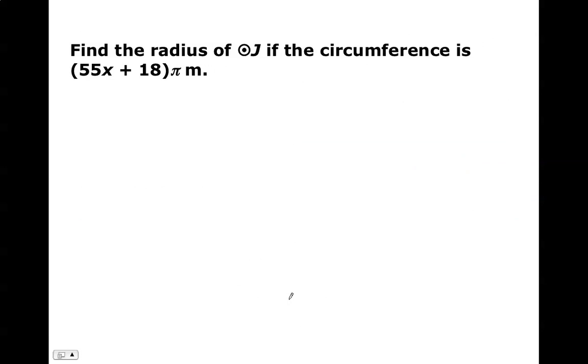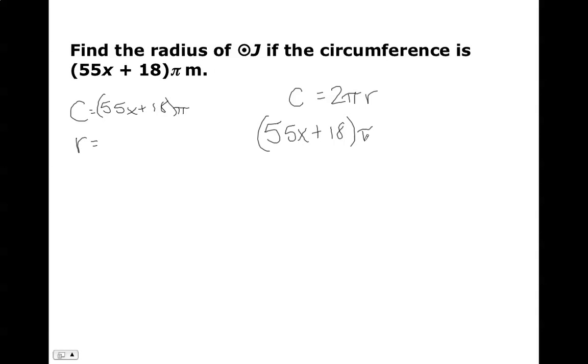Let's look at an example. We want to find the radius of circle J if the circumference is 55x plus 18 pi meters. So we're dealing with circumference, and we're finding the radius. The circumference is 55x plus 18 times pi. Since we are finding radius, let's use 2 pi r. Substitute in what we know.